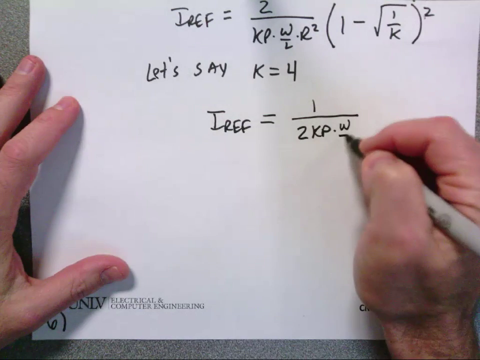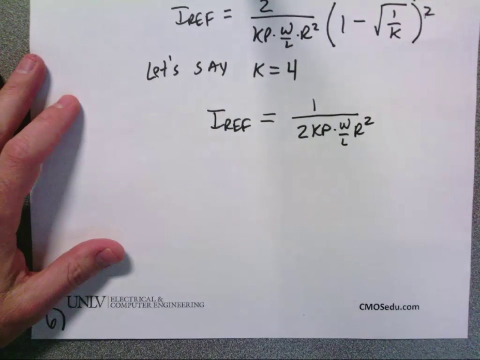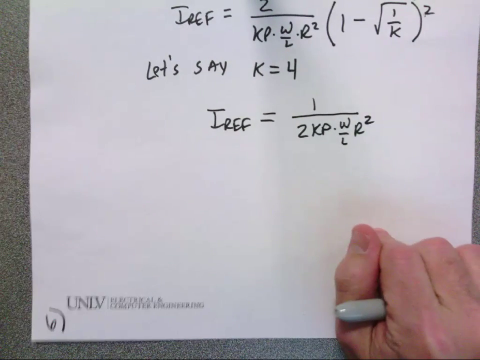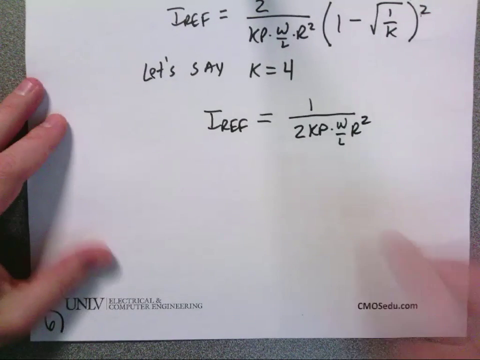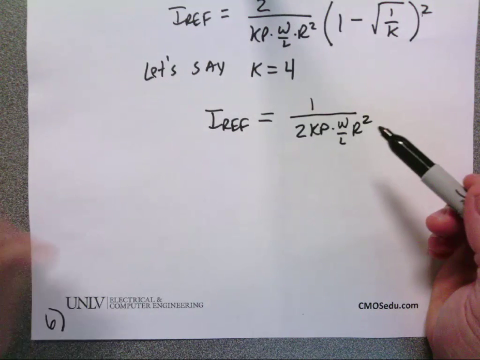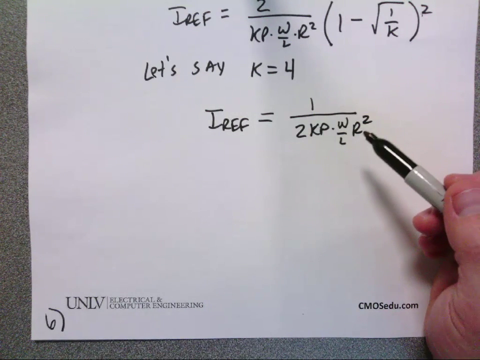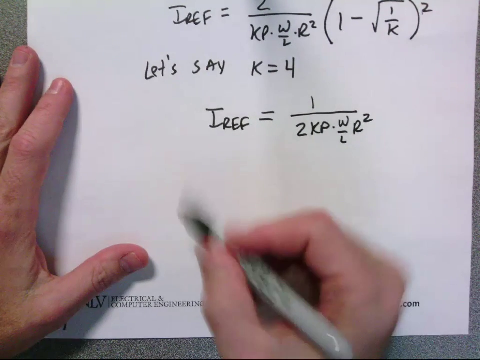Am I losing anybody on the algebra? I don't have to pick 4. I did here just because I get a good result. It cancels out the 2 and I move it over. Any questions? Because we're going to design a beta multiplier here that we're going to use. But before I do that, look at the following.